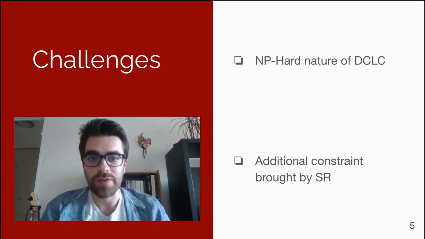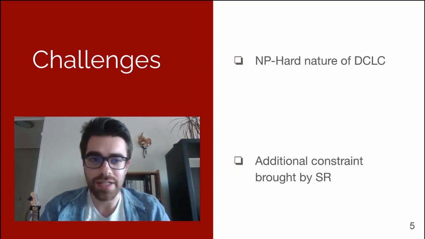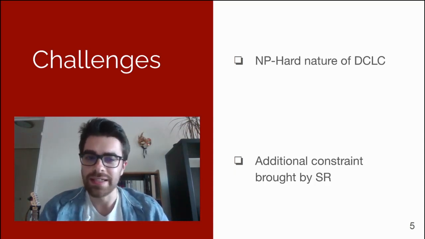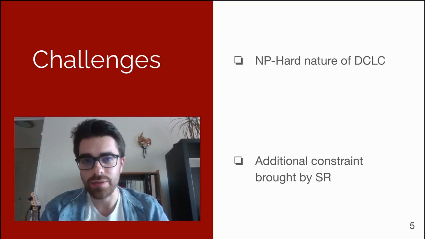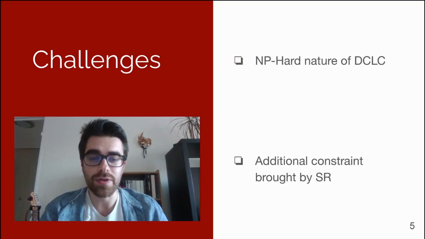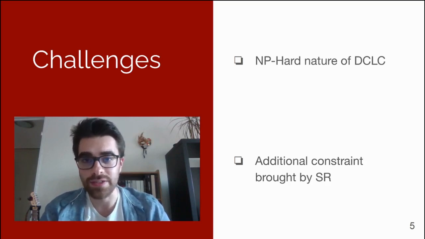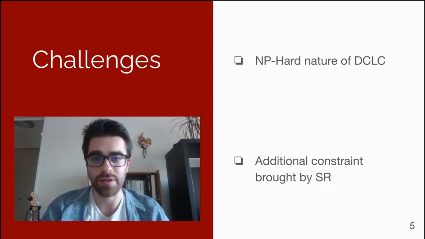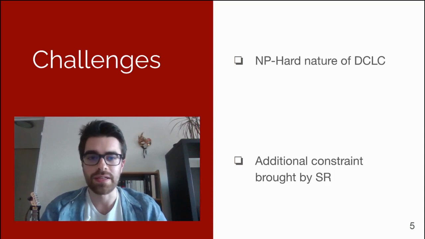So first we have the problem of the NP-hard nature of DCLC, which means that it seems like we can't bring strong guarantees regarding the execution time of our algorithm. And then we also have to deal with this additional constraint brought by segment routing, the number of segments or checkpoints.